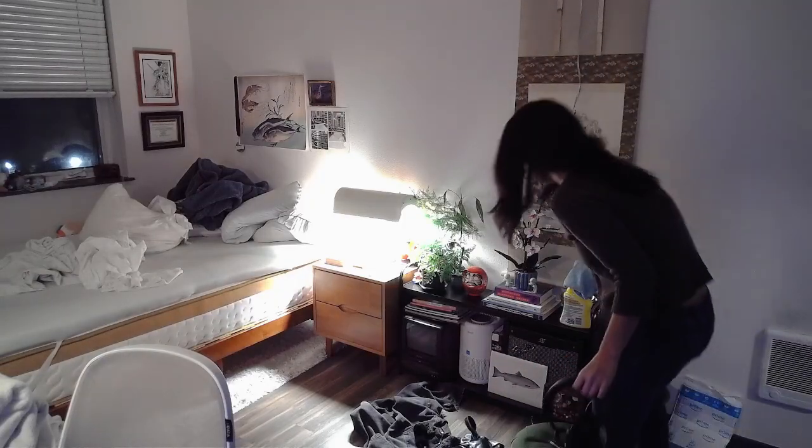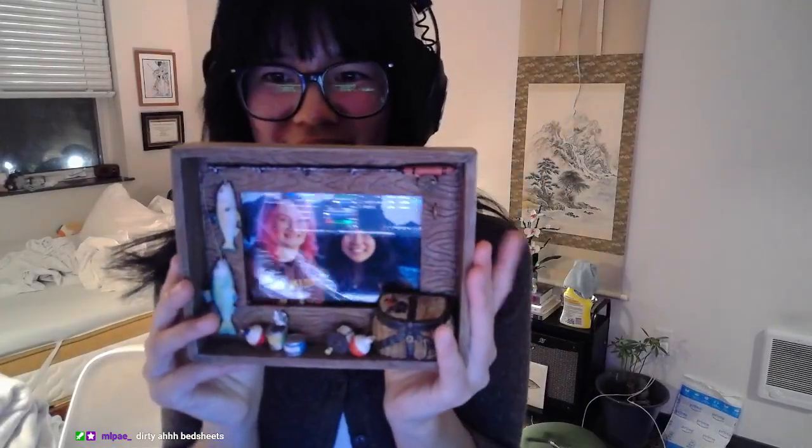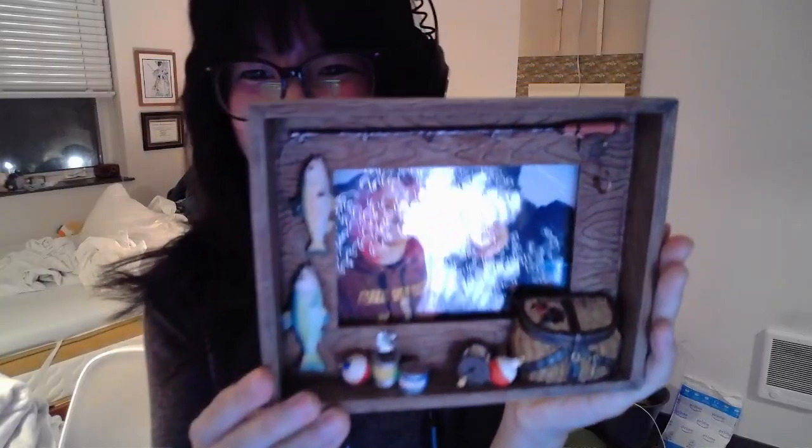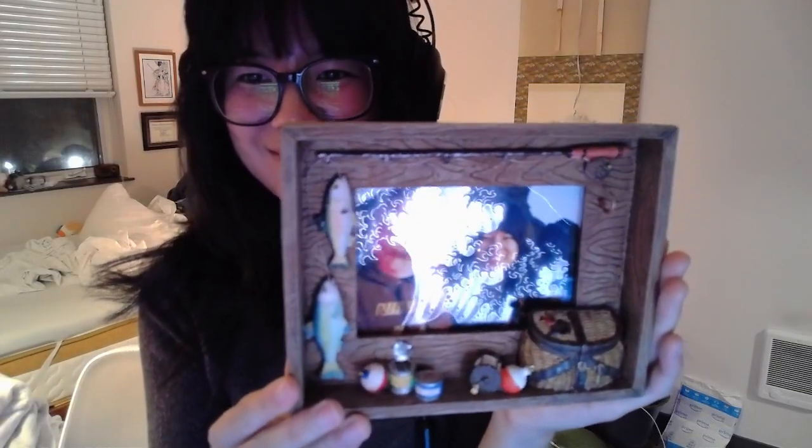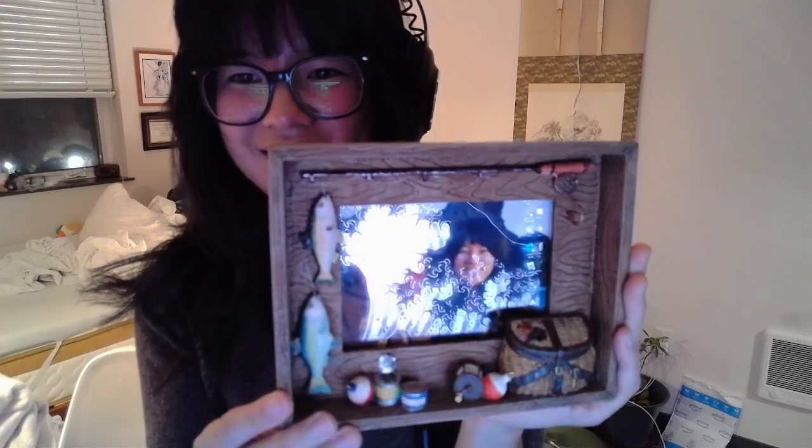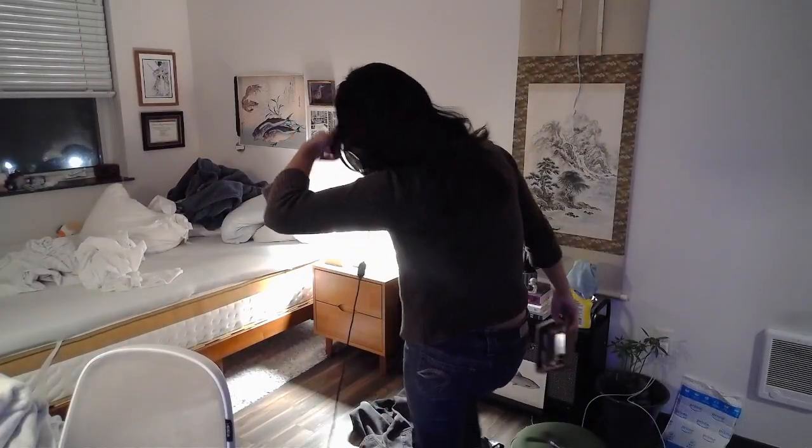Let me show you this. Okay, check this out. I got this with my friend Chev at Goodwill. It's this awesome frame. It's okay that you can't see the photo, it's not the best photo. A fish. I love fish. I am from a fishing town.